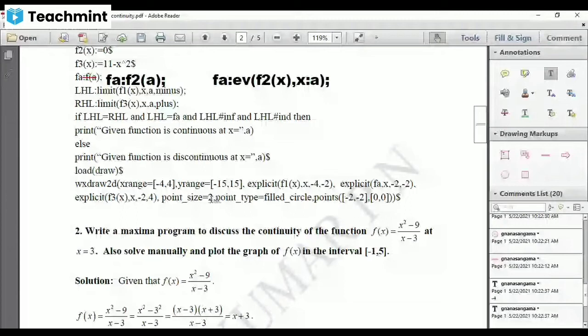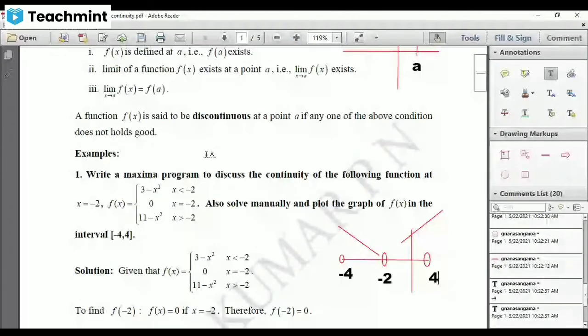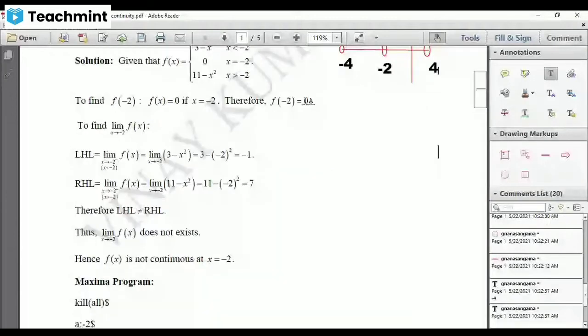Where you want points, you have to use the command points within simple bracket. The first one is the range for the x-axis. You will get plenty of points if you write a different length. We want a point at -2. And what is the height? What is your f of a? If this is x equal to a, height is f of a, isn't it? We have found f of a as 0. So this is your y-axis. What is your x-axis? -2.